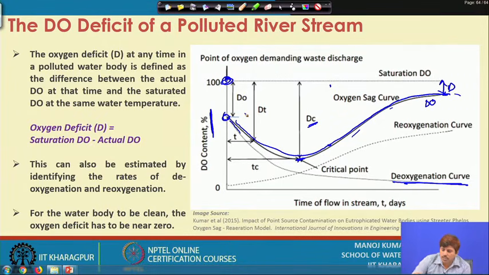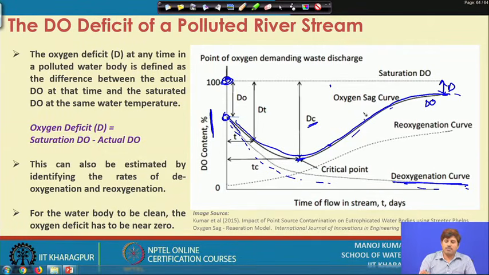Forget about the DO profile at the moment. If there is no dissolved oxygen coming into the system, then the profile of the dissolved oxygen would have been like this, because it is getting consumed by the process. The microorganisms are consuming oxygen for the oxidation of organic matter, and as a result the dissolved oxygen level is falling like this.